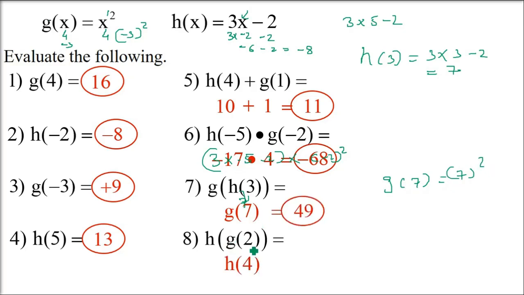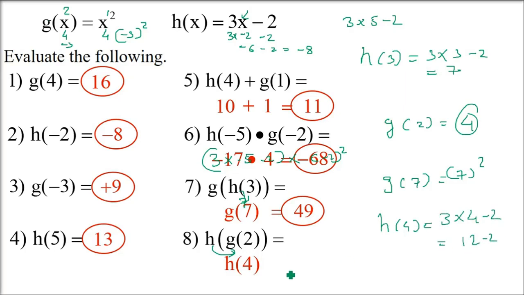49. h of g(2). First g(2). Put 2 here. 2 squared is 4. So 4 here. Now put h. Inside this we get 4. You have h(4). That is going to be 3 into 4 minus 2. That is 12 minus 2. That is going to be 10.